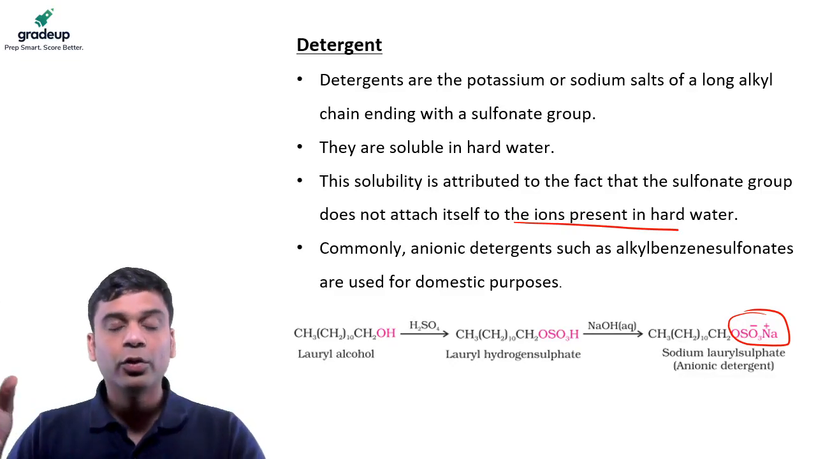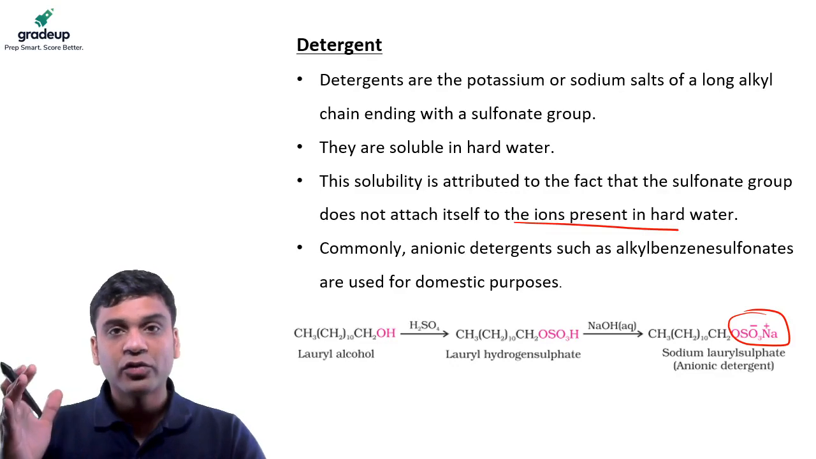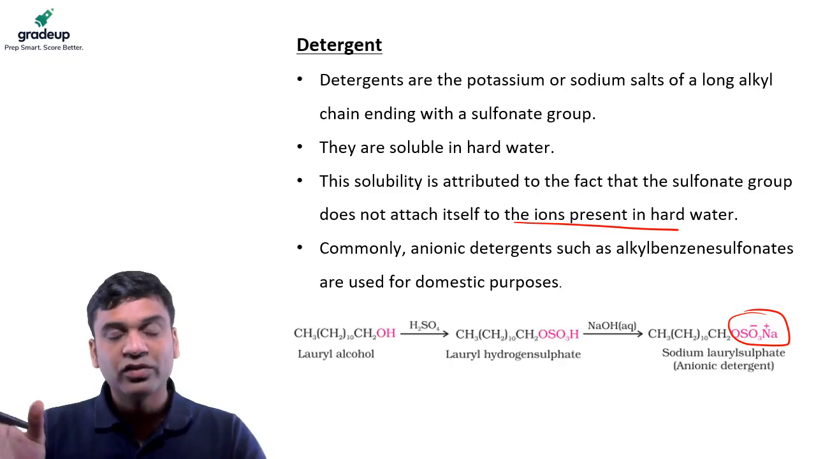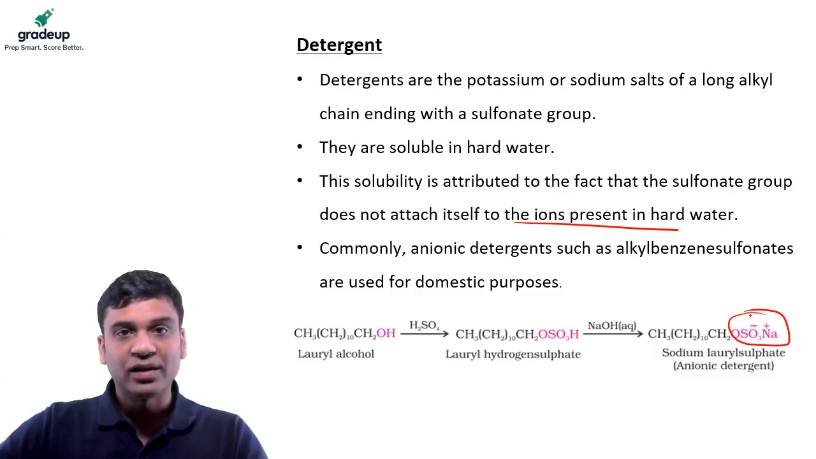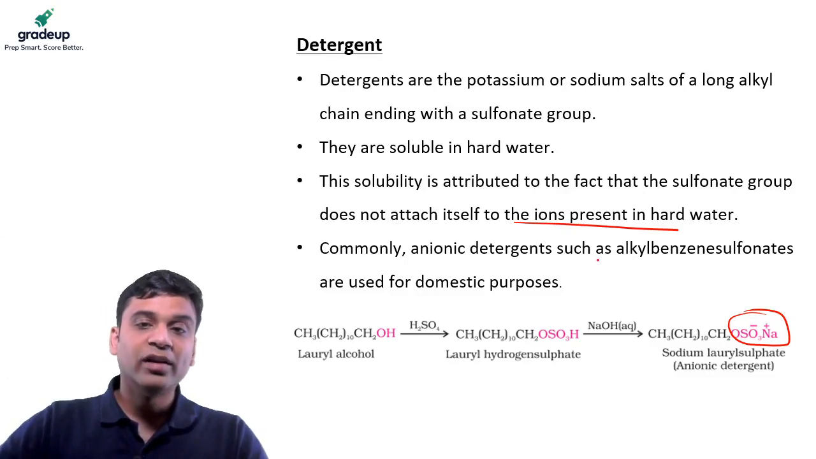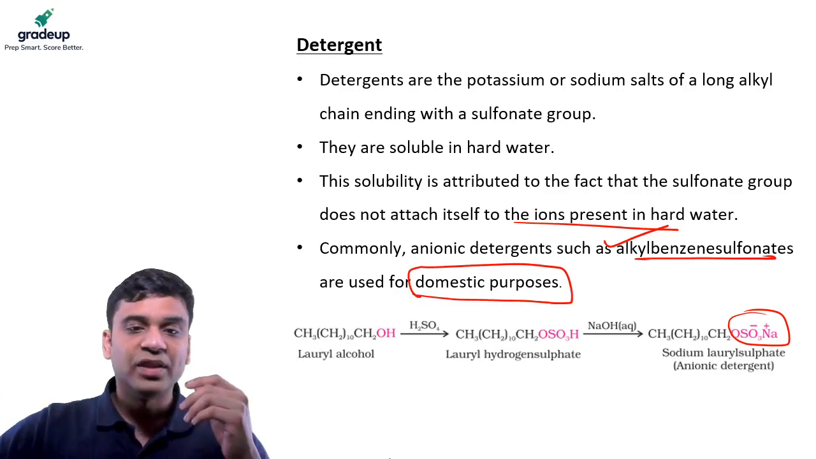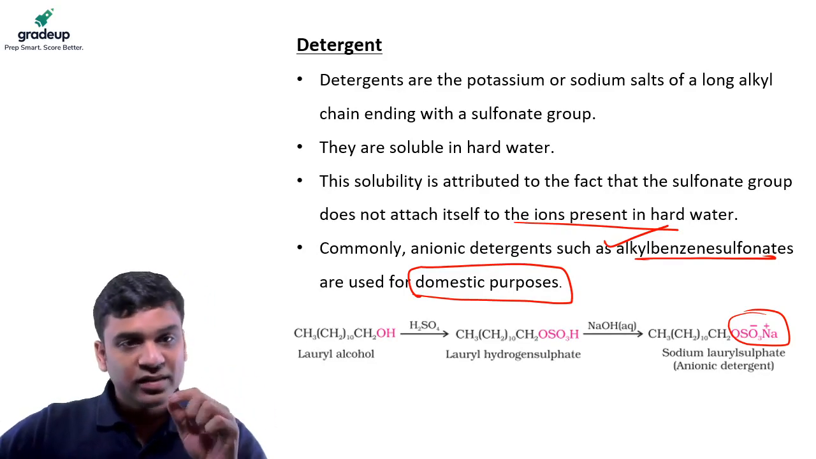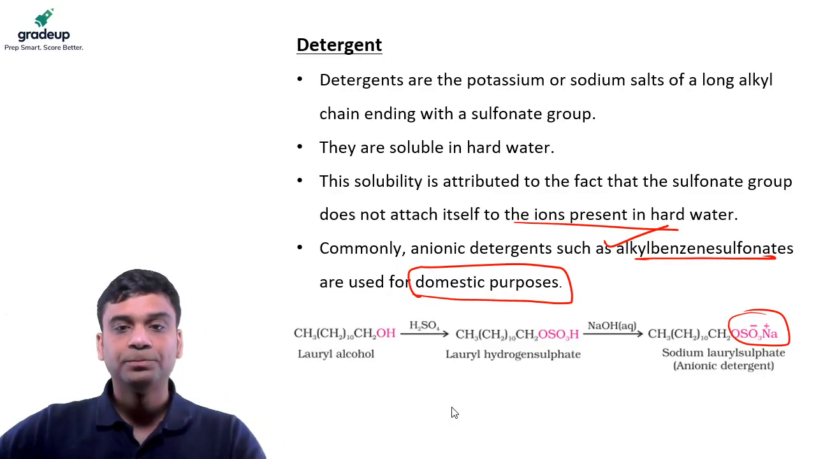But generally, if you use soap in hard water, the carboxyl group which we are having attaches with the ions. But the sulfonate group, because it's heavier, does not attach with the ions in the hard water, and it tends to be separate. And common anionic detergents such as alkyl benzene sulfonates are used for domestic purposes. All your Surf, Rin, Tide, all of these are detergents. They all have the sulfonate group. Okay, potassium and sodium salts ending with the sulfonate group.